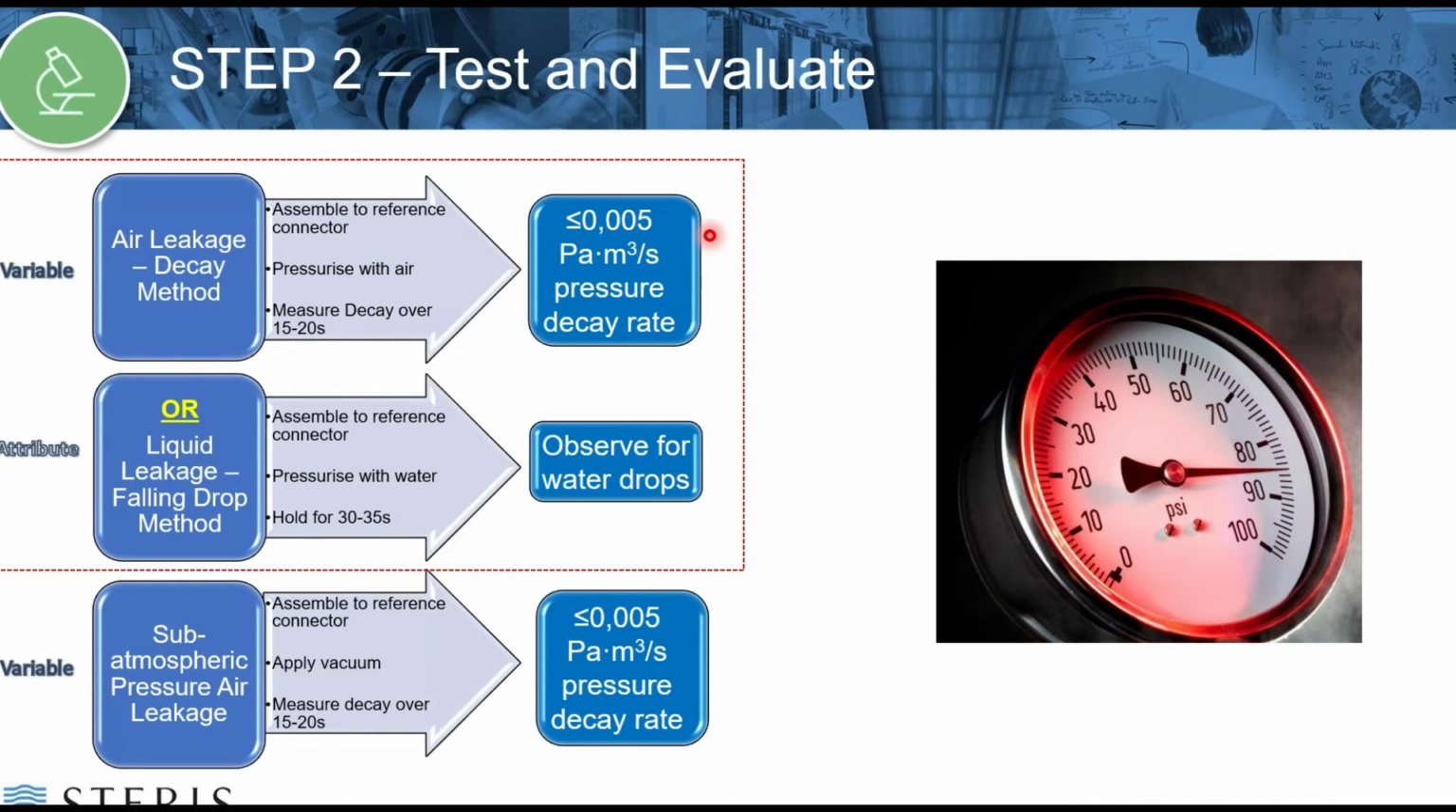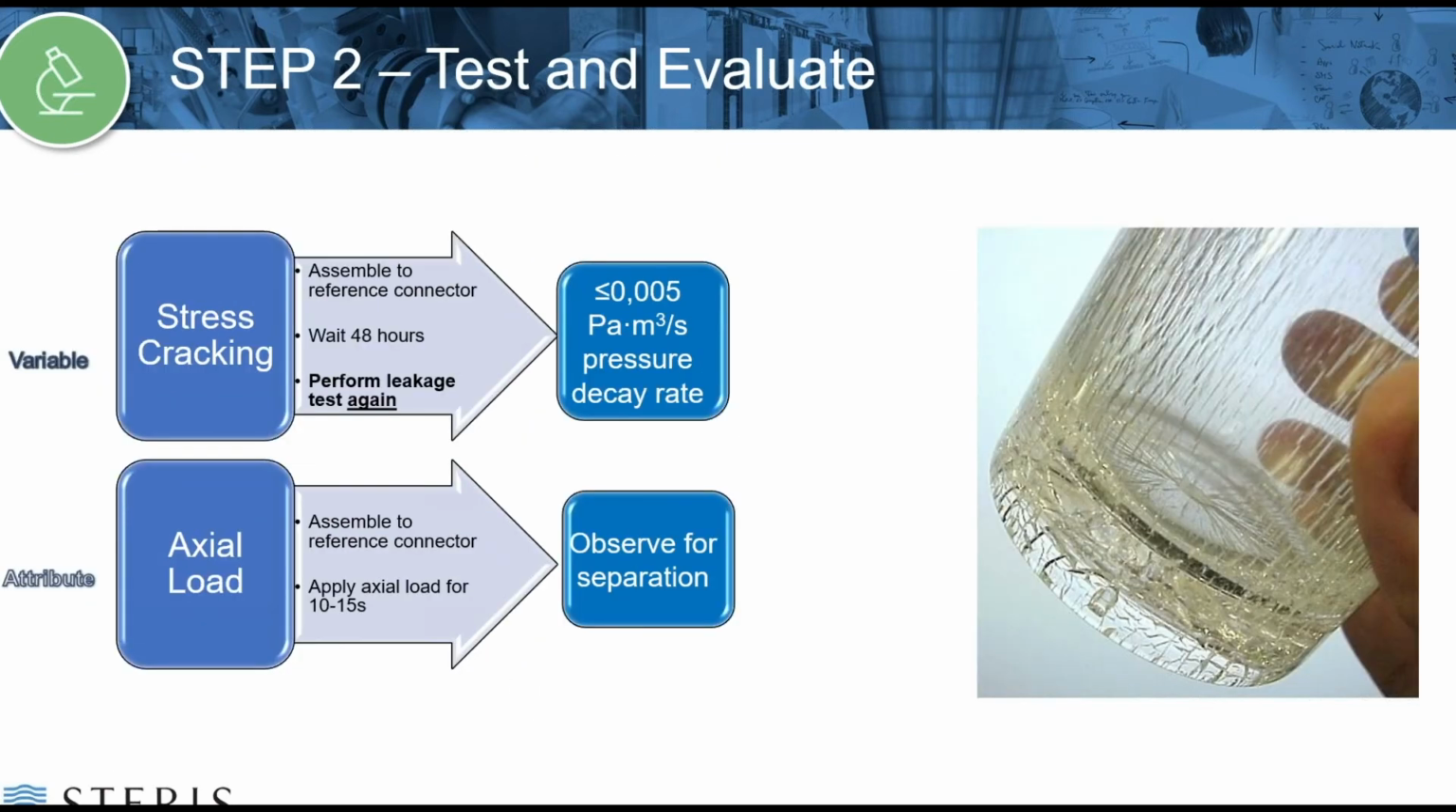So the first test is a pressure test, positive pressure test. With 80369 Part 7, you have the option of 2 pressure tests: the air leakage decay method and the liquid leakage falling drop method. We typically recommend the pressure decay method as it is a variable test method.